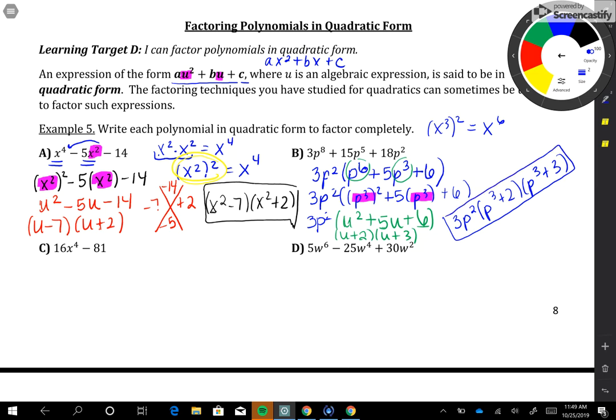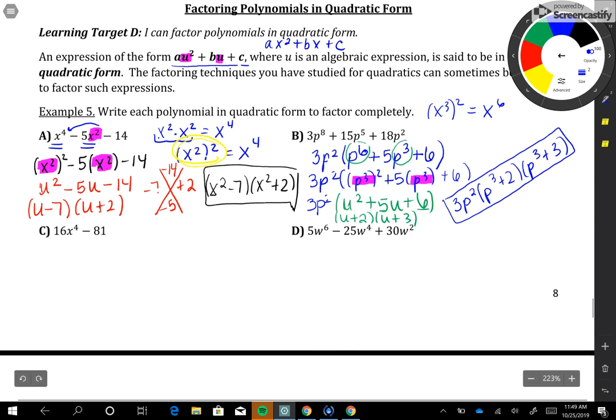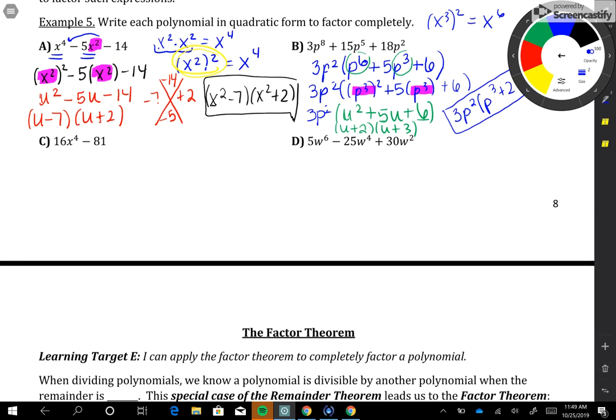Okay, moving on. Letter C, I have 16x to the 4th minus 81. Well, this only has two terms, and one thing I noticed about the coefficients on these two terms is that they're both perfect squares. So I'm thinking that this is a difference of squares. So is there a way I could rewrite x to the 4th as something squared? Oh yeah, we figured that out right here. x to the 4th is x squared squared.